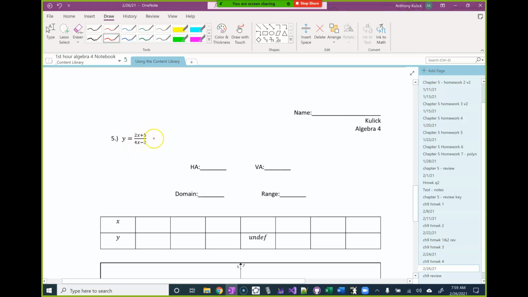So this is like in that second form. So my vertical asymptote is going to be negative d over c. So d is -3 and c is 4. And the horizontal asymptote was a over c. So in this case it is 2.